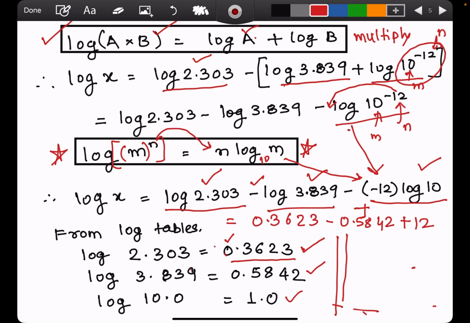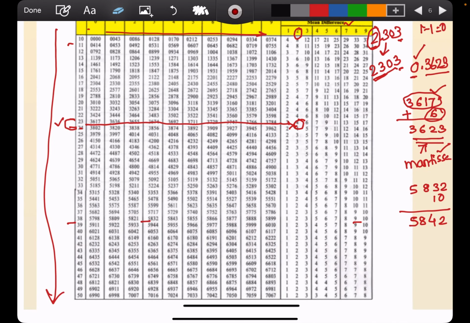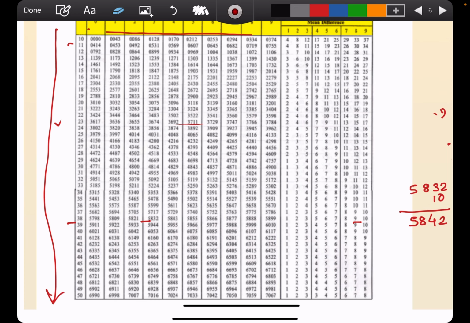Similarly, if you want to get the log of 3.839, again the characteristic part would be 0 because there is only one term to the left. Minus 1 would be 0, right? And then you need to find the mantissa by referring to the log table. So the characteristic does not require the log table, but the mantissa does. So for finding this, again you use the log table for 3839. If you practice it, then you would not find any difficulty.